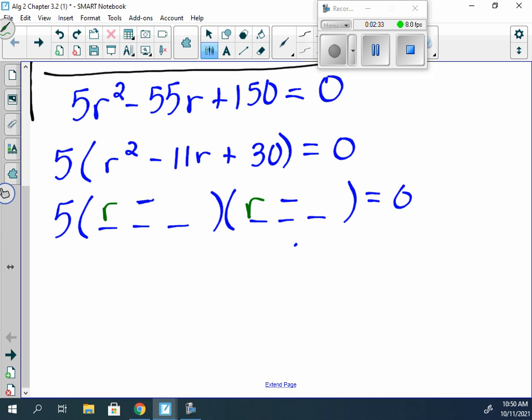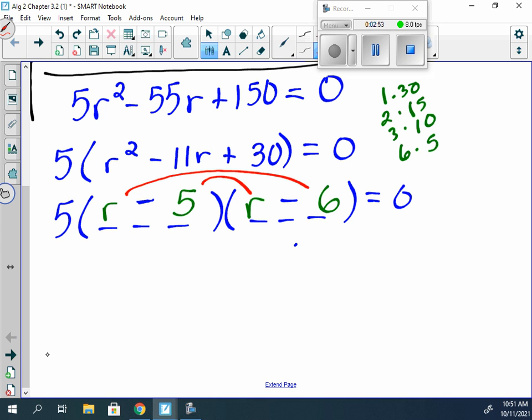Now the factors of 30, we have 1 and 30, 2 and 15, 3 and 10. 4 doesn't work, but 6 and 5, or 5 and 6. The ones we'll want are 5 and 6. Because if we were to check it, r times negative 6 would be negative 6r. Negative 5 times r would be negative 5r. And negative 6 minus 5 would be negative 11r. So that would be the correct factors.